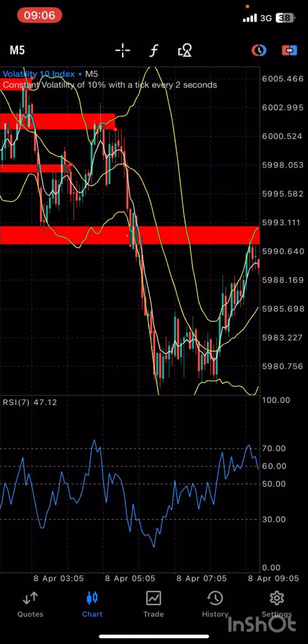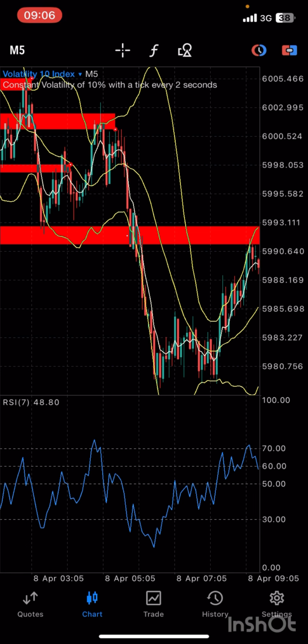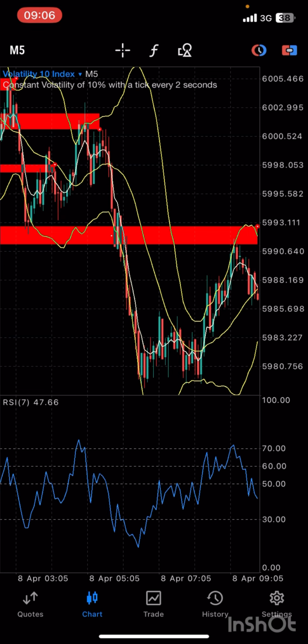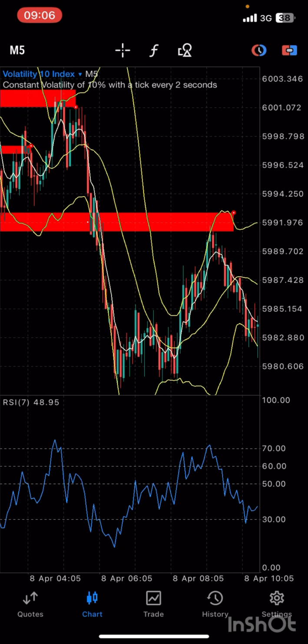So good. So now we have that red candle that has closed below the moving average line, which is the white line. So we take a sell all the way to the bottom of the Bollinger. So let's see how it goes. So beautiful. You can see how we're able to successfully scalp this trade from that place to the bottom of the Bollinger. So guys, I'm going to maybe just take one more example.